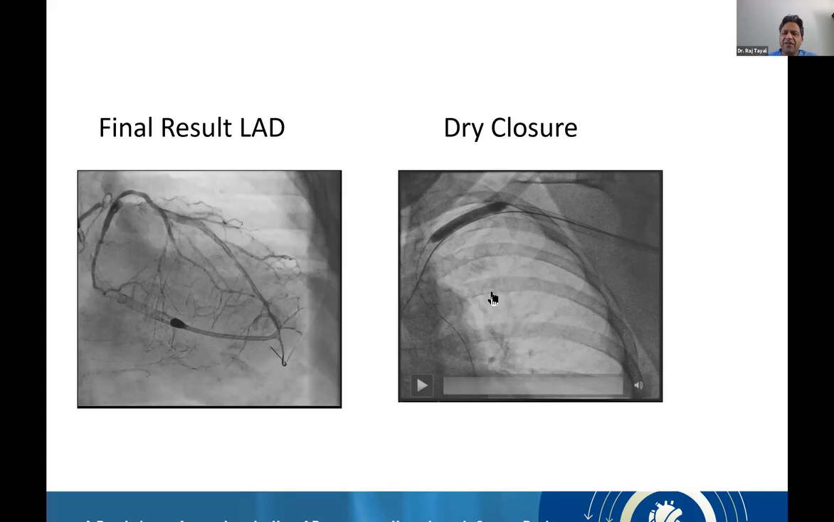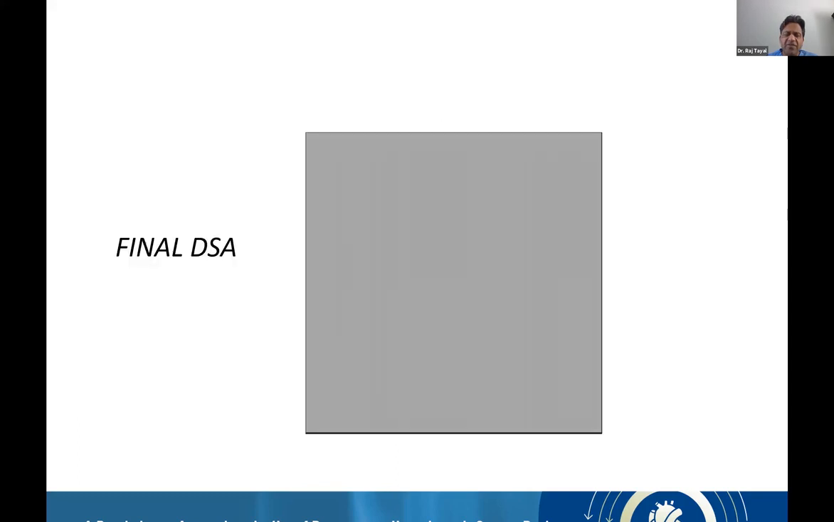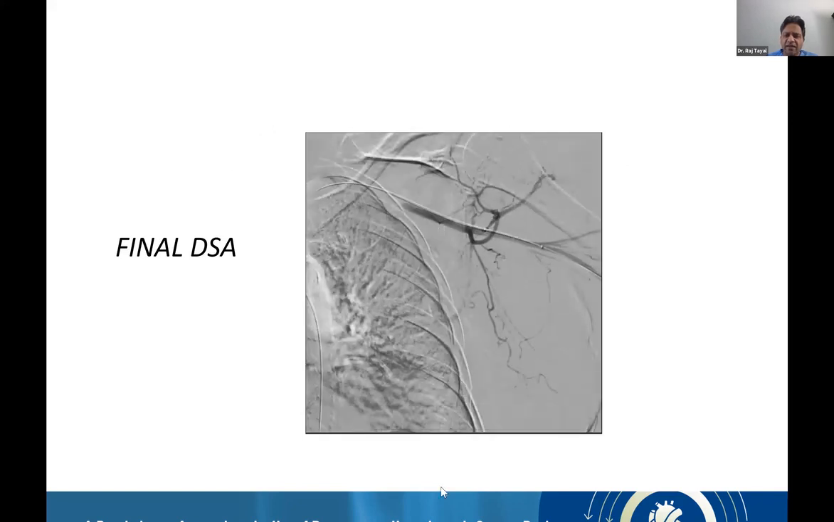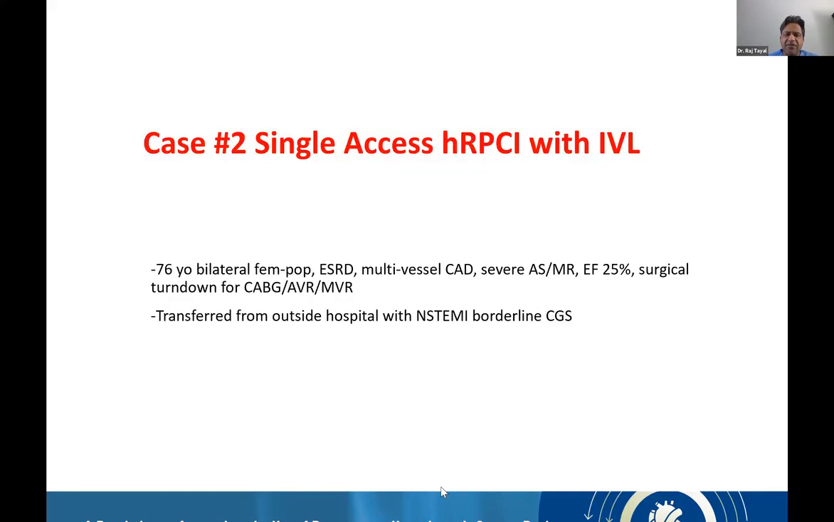So we went ahead and inflated a balloon, which was 8 by 40, and then performed a perclose of the arteriotomy, and finished up with a DSA angiogram of the left axillary artery. As you can see here, with no extravasation, that was our point of access. And the patient did well and came back for a staged intervention to the right.